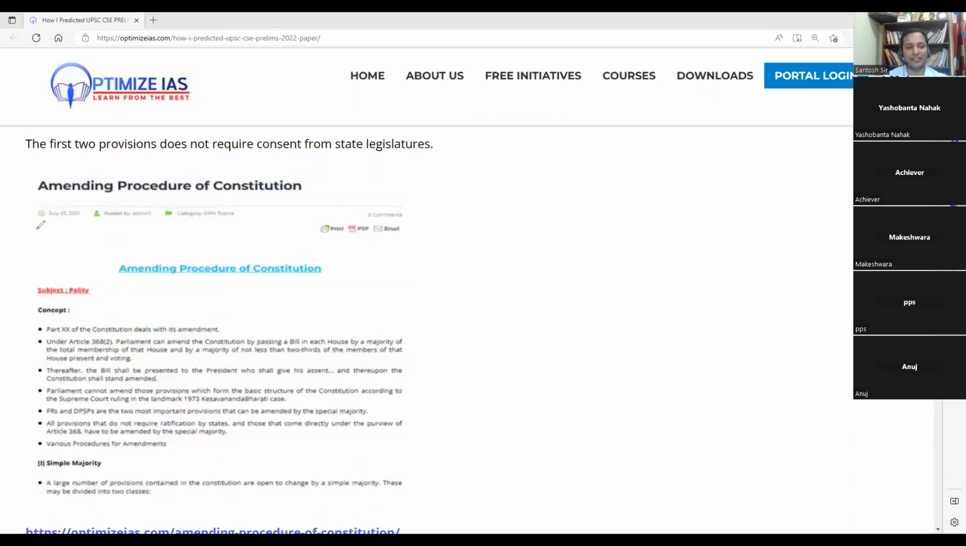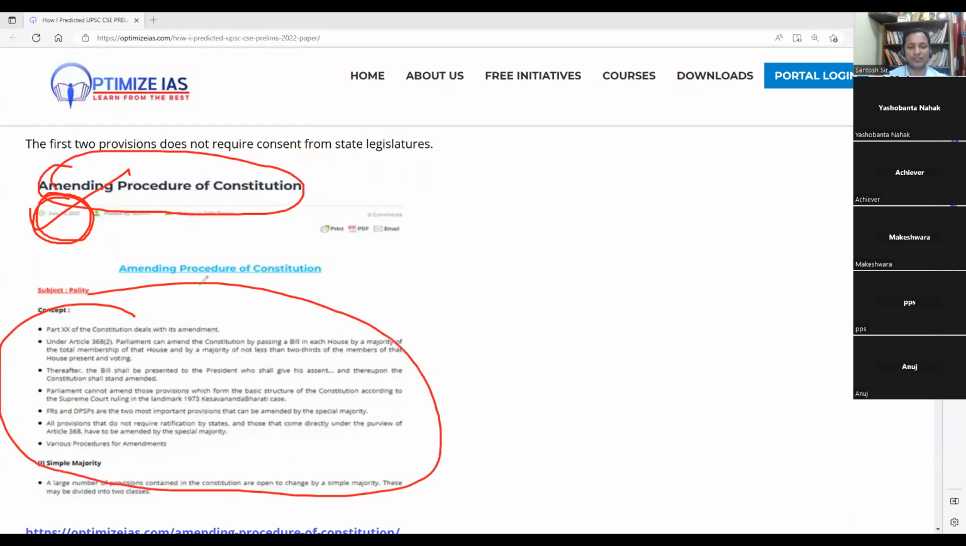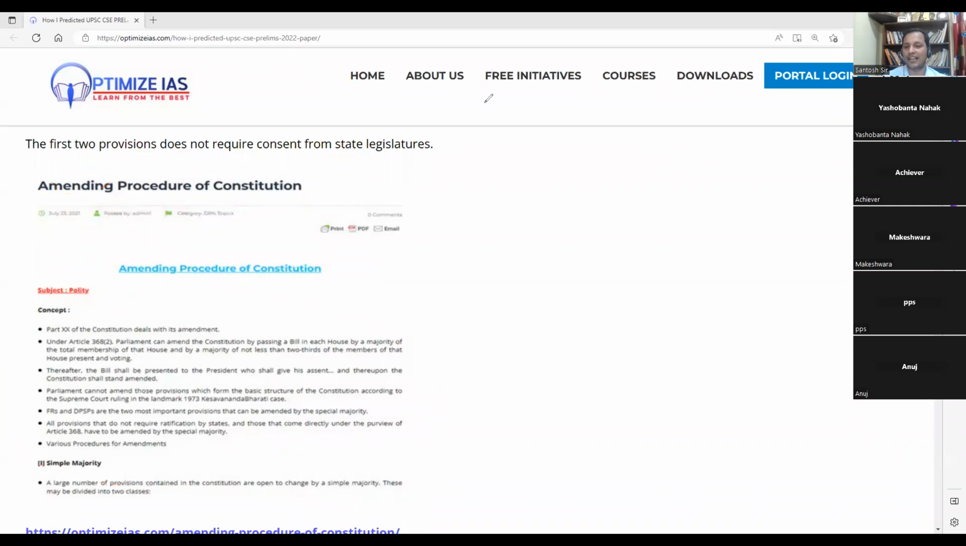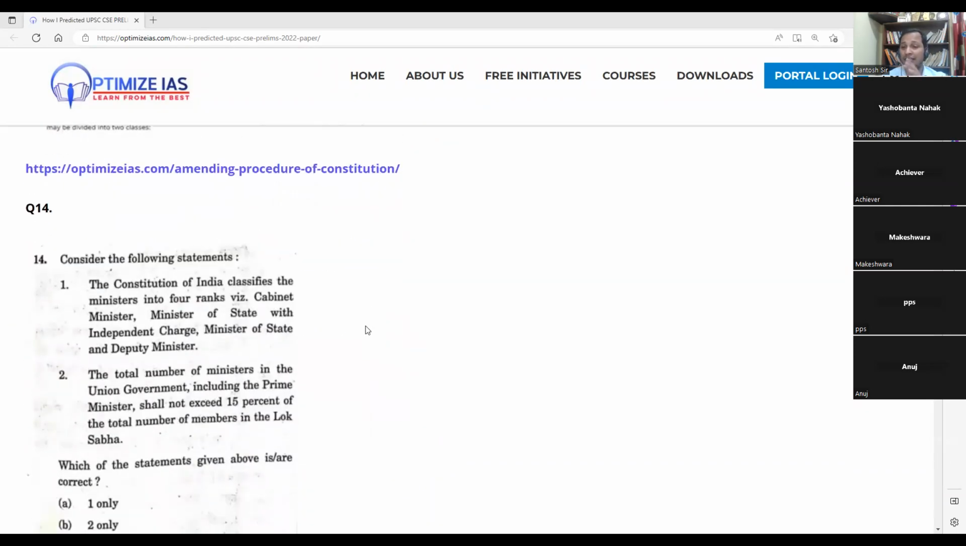In current affairs also we have given it, July 2021, amending procedures of the Constitution. Exactly, we have discussed that in the DPN. That is why DPN is excellent. Why? Because see what UPSC is doing. How many of you agree?